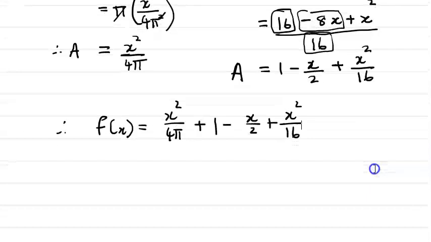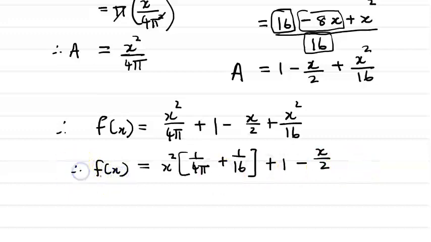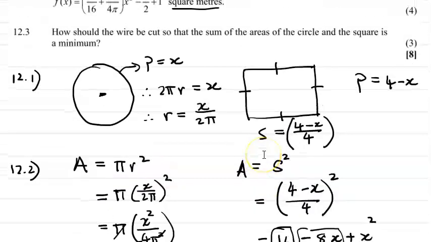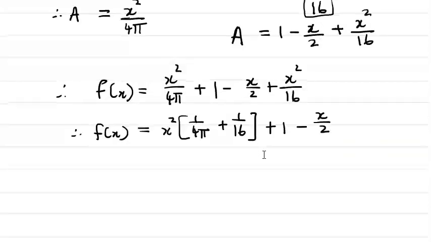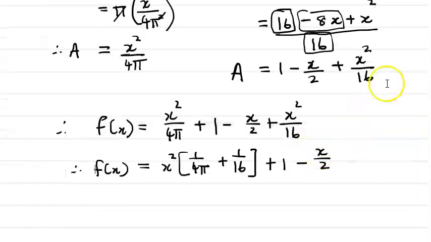Okay, so we can remove a common factor of x squared. So x squared into 1 over 4 pi plus 1 over 16 plus 1 minus x over 2. So that's f of x. Let's double check. So that will be x squared into 1 over 16 plus 1 over 4 pi, plus 1 and minus x over 2.